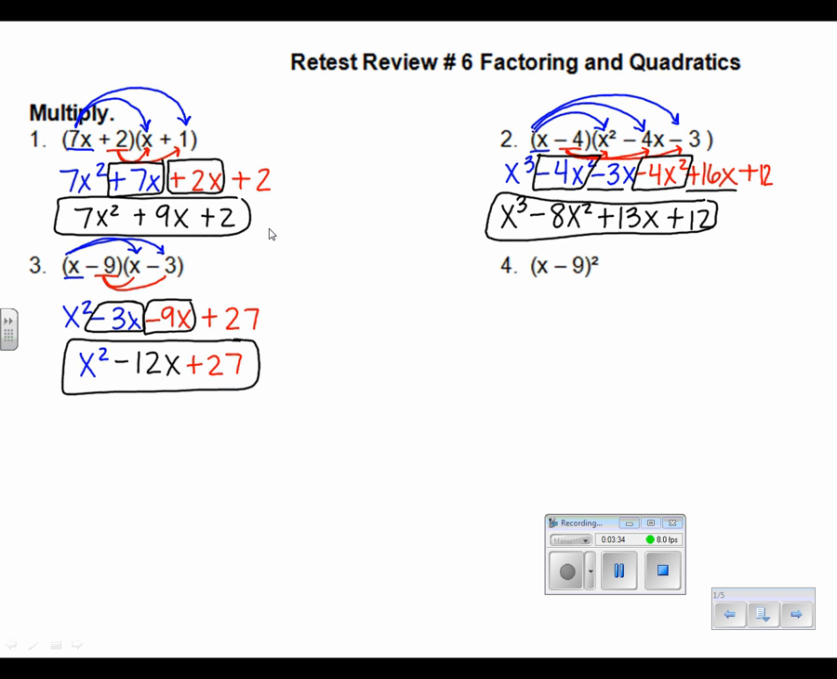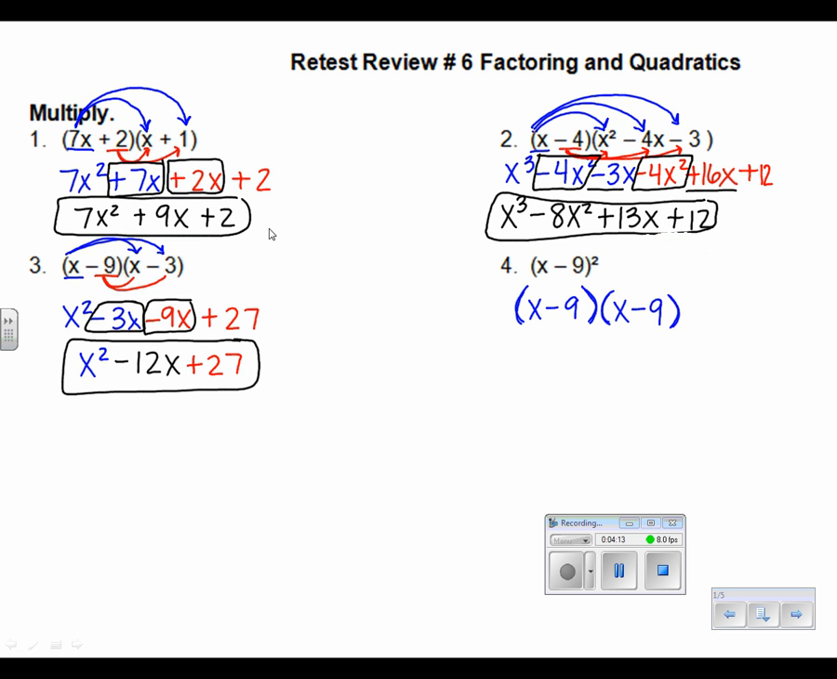Number 4 doesn't look like I can distribute, but I actually can, because when I have a binomial squared, it means the same thing as the binomial times itself. A very common mistake, and this is a mistake, do not write this, this is not correct. A mistake is that everyone thinks this is x squared minus 81. That is not correct. You have to first write them out as a binomial times a binomial and then distribute.